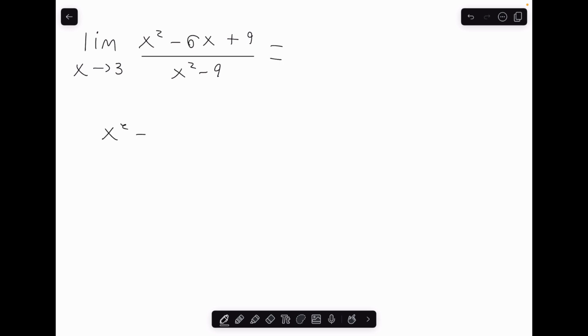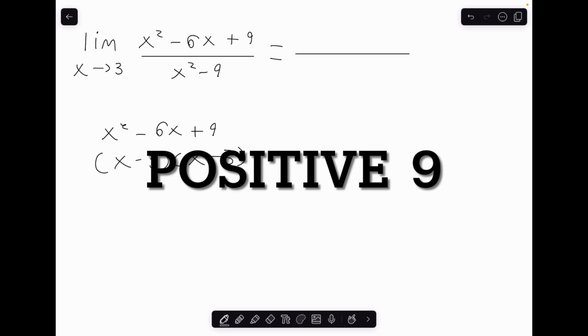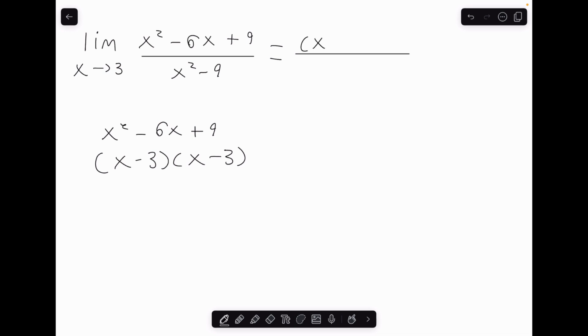So we have x squared minus 6x plus 9. What are 2 numbers that add to negative 6 but multiply to positive 9? So if we're multiplying to a positive but adding to a negative, we're going to have 2 negative numbers, right? So x minus 3 and x minus 3. Negative 3 plus a negative 3, that's negative 6. Negative 3 times negative 3, that's a positive 9. So that's our numerator fully factored. X minus 3 and x minus 3.